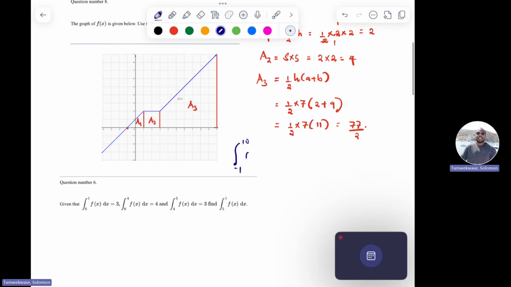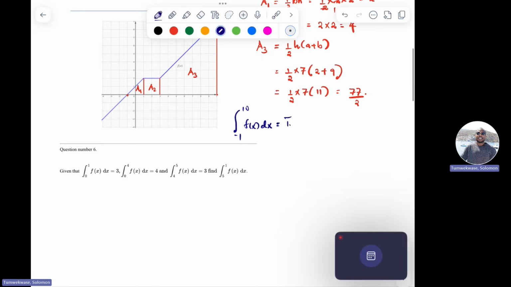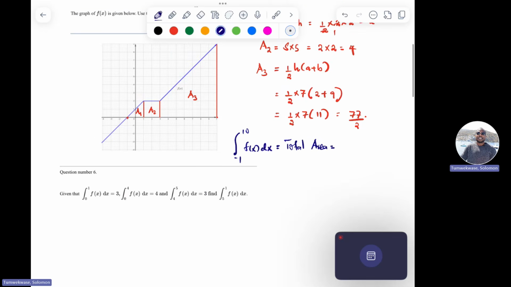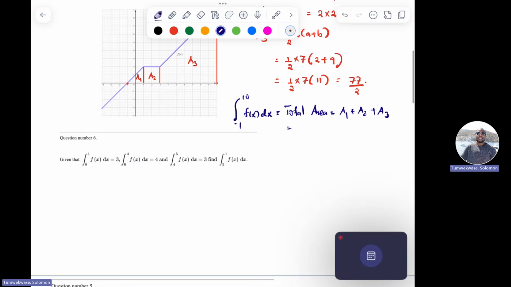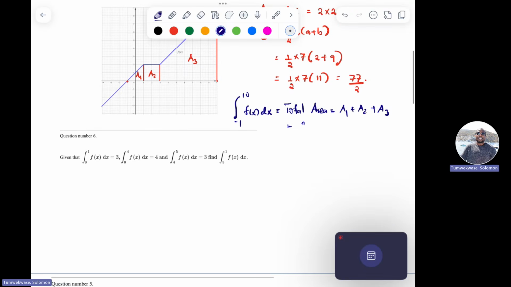So our integral from -1 to 10 of this function f of x dx is equal to the total area under this graph, and the total area is A1 plus A2 plus A3, and this is the same as 2 plus 4 plus 77 over 2, and when we add up this, we just get 89 over 2. I hope that's fine.